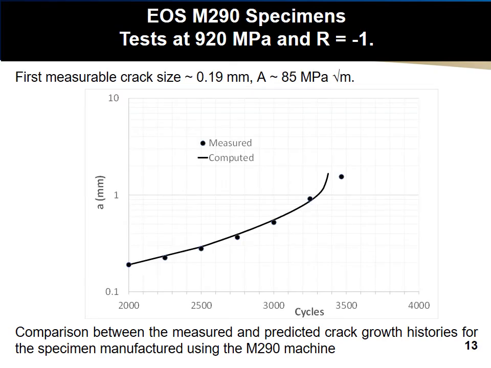The other specimen was built using an EOS M290 facility, and it was tested at 920 megapascals with R equals -1. The first crack size shown in this plot is approximately 0.19 of a millimeter, and the fracture toughness in the analysis was approximately 85 MPa root meter. And as you can see, there is again very good agreement between the measured and computed crack growth histories.